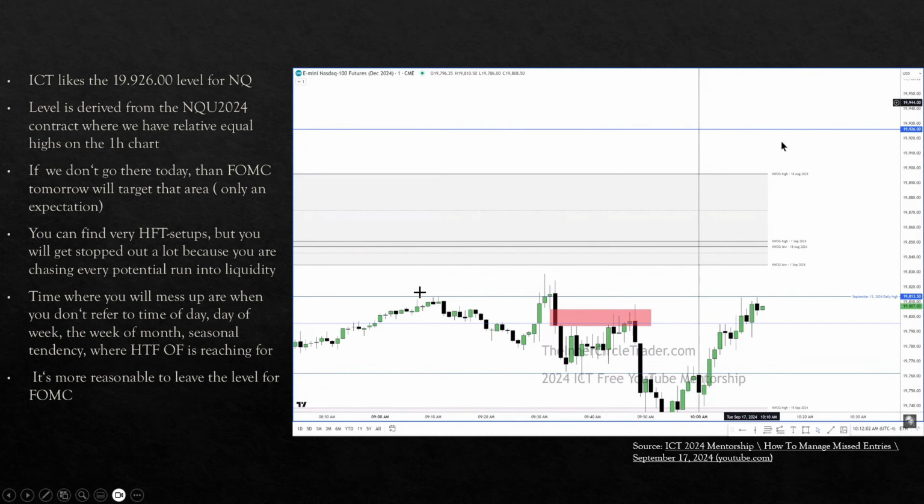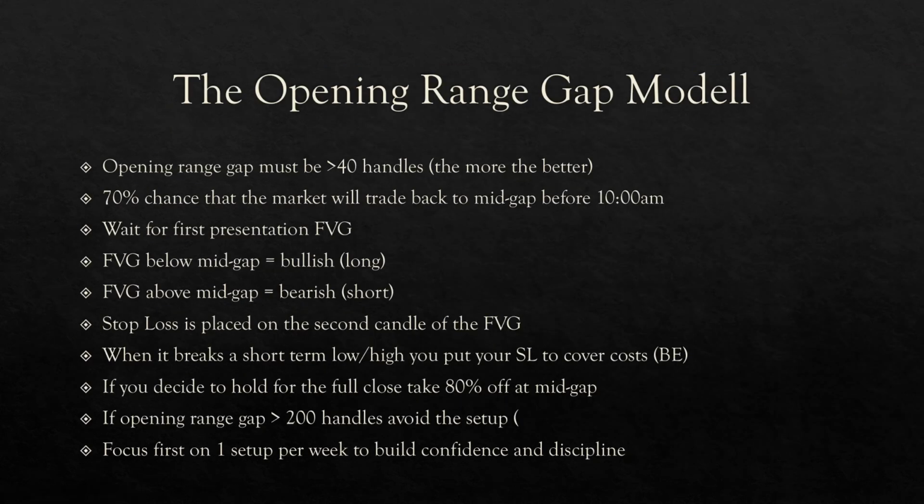It's more reasonable to leave the level he mentioned upstairs for FOMC because it's really clean, with relative equal highs on the 1 hour chart.